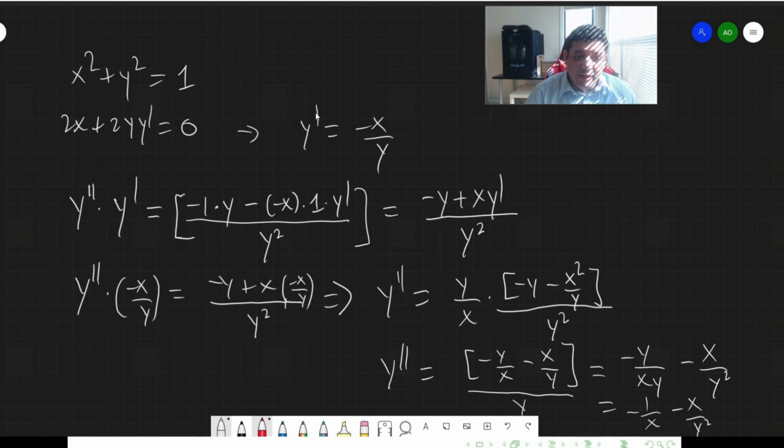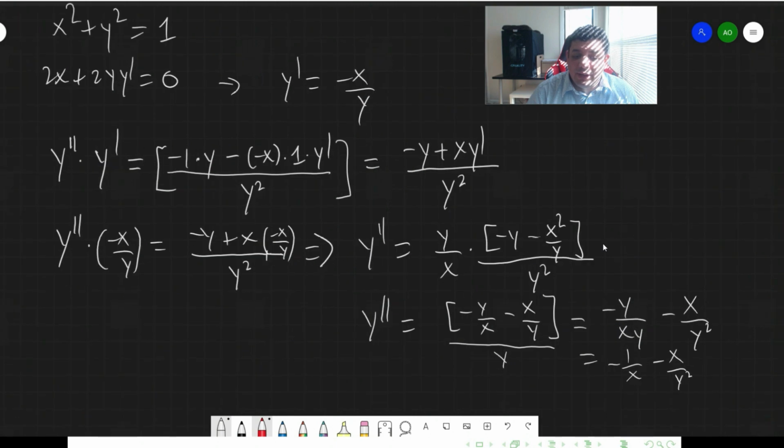So notice, taking the derivative of y prime gives me y double prime times y prime, right? Because we're taking the derivative with respect to y. And on this side, we get y prime again, but we have information of what y prime is in terms of x and y, so we get to replace that. And then we get to simplify. And at the end, we obtain y double prime, a function in terms of x and y.